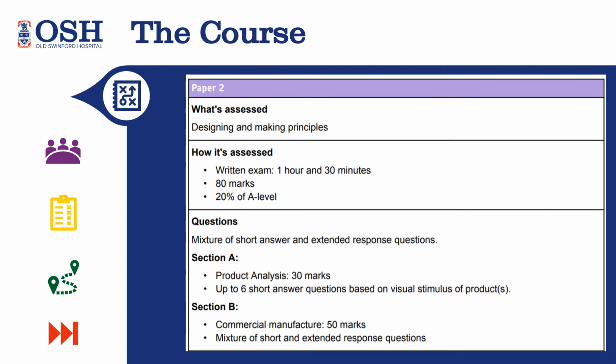Paper 2 is a shorter paper. It's only 1.5 hours long, and it's only worth 20% of your A-level. I say only, that's still a considerable amount. It's again a mixture of short answer and extended response questions, and there are 2 different sections to it. So section A is about an analysis of a product. So you have 6 short answer questions based on visual stimulus of a variety of different products. And then section B is about commercial manufacture. So that's a mixture of short and extended essay responses.